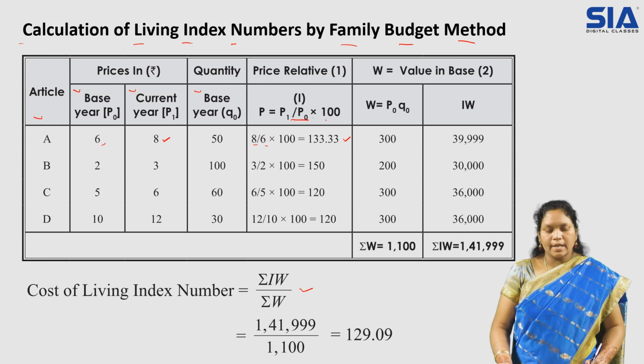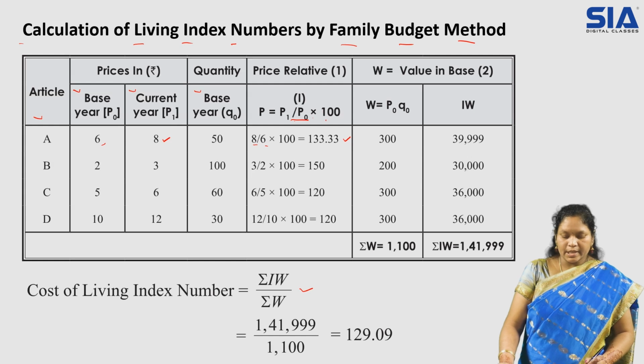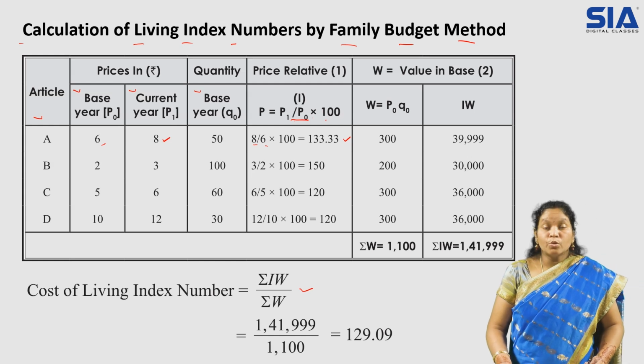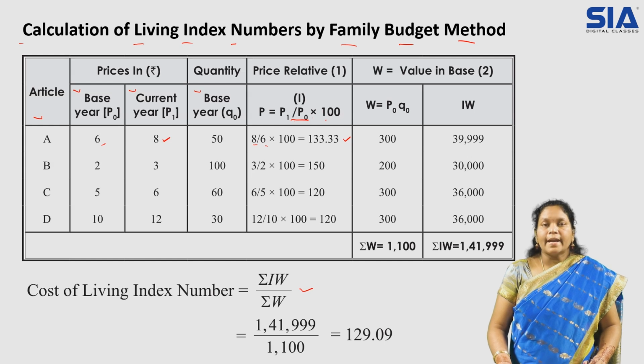Similarly, go for the next values. Every value of P1 divided by P0 into 100 will give some I values. Okay, so no need of adding up here because I don't require the summation of I. So don't go for adding that column.